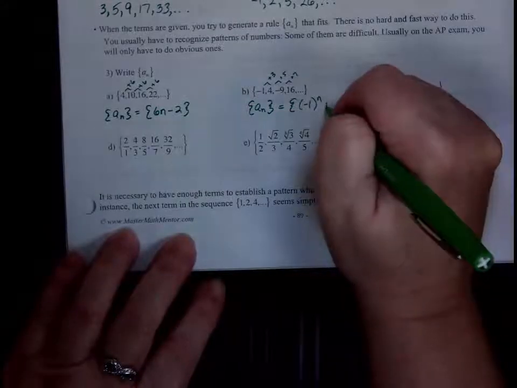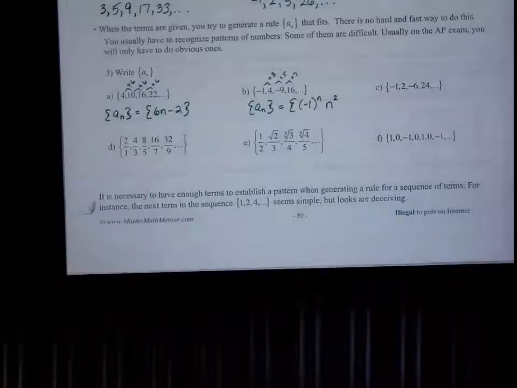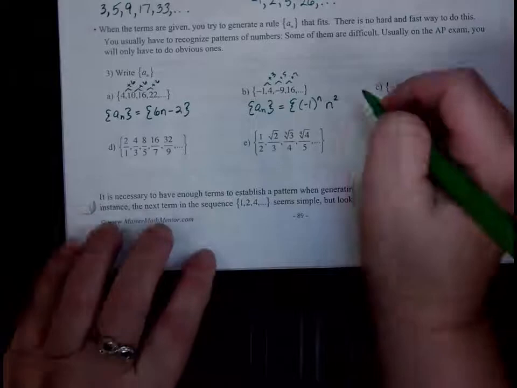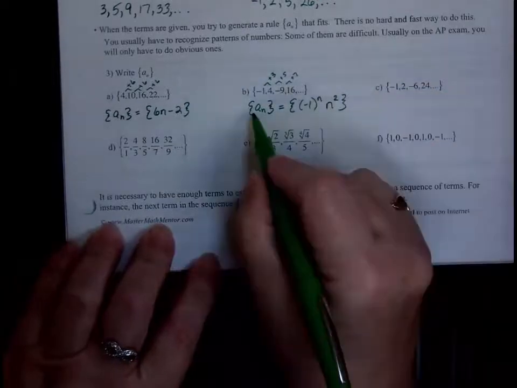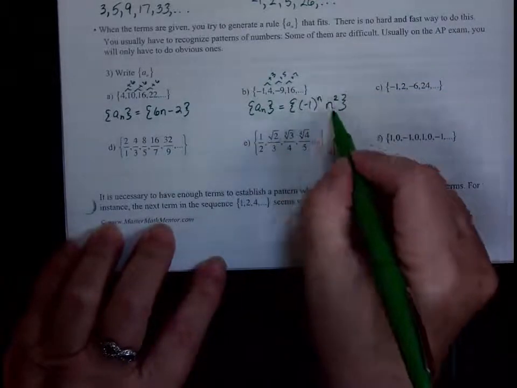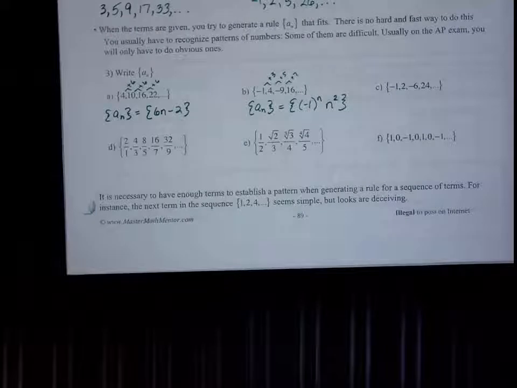So what we do is we do n squared. So that is the pattern of the squares. So the explicit formula is negative 1 to the n times n squared. Letter C.